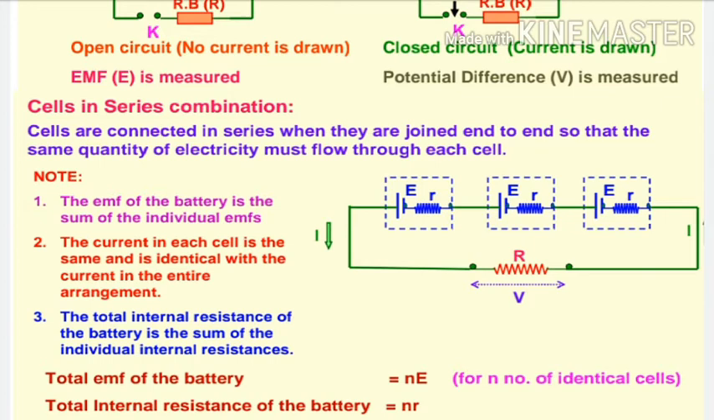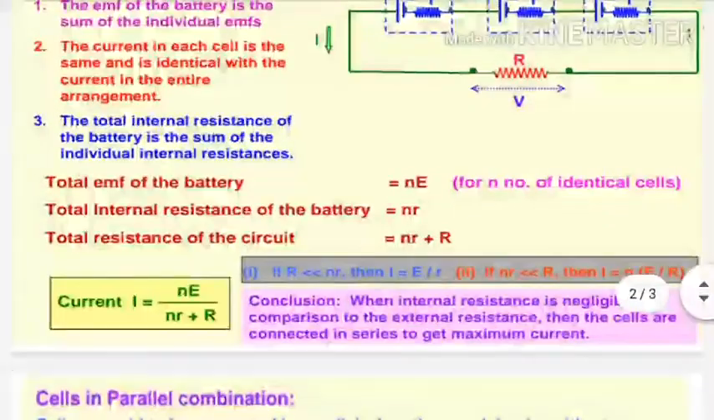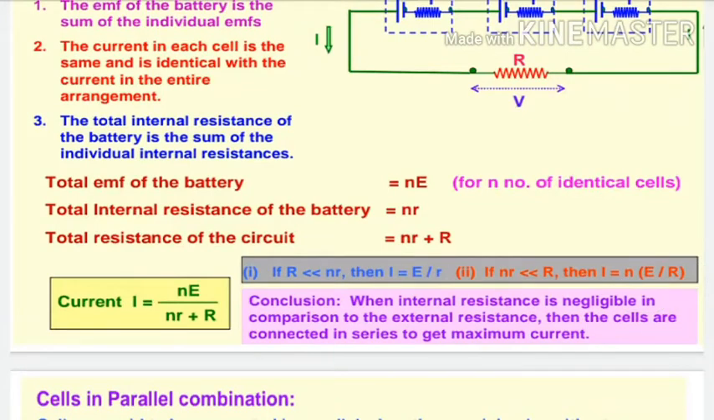Okay, so if n cells of equal EMF and equal internal resistance are connected in series, then the total EMF of the battery will be n times E, and the total internal resistance of the battery will be n into small r, where r is the internal resistance of a cell. Total resistance of the circuit will be nr plus capital R.